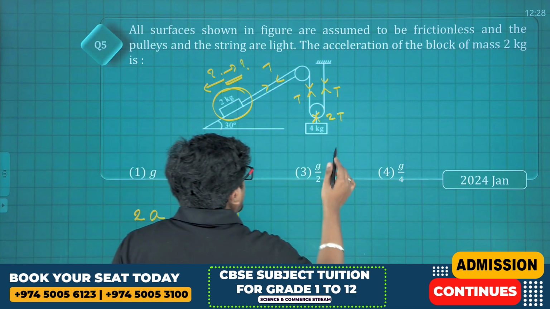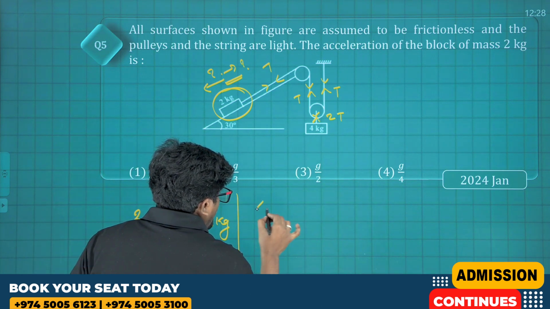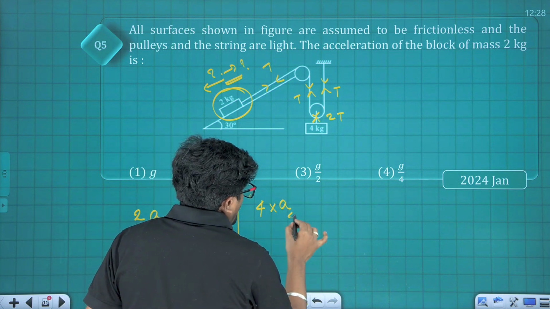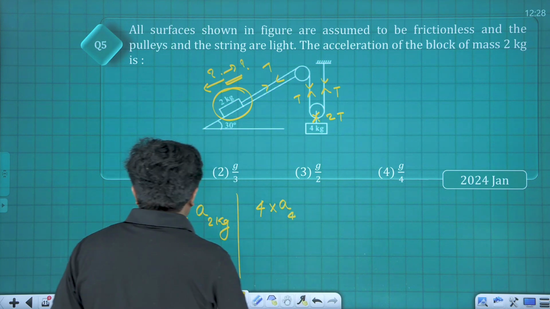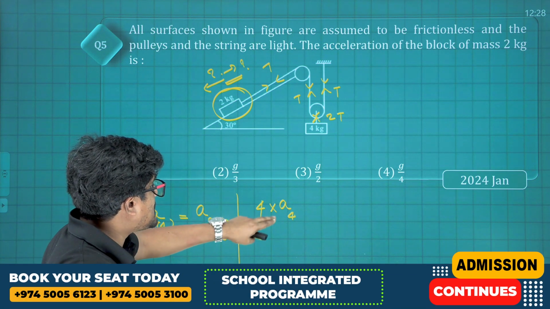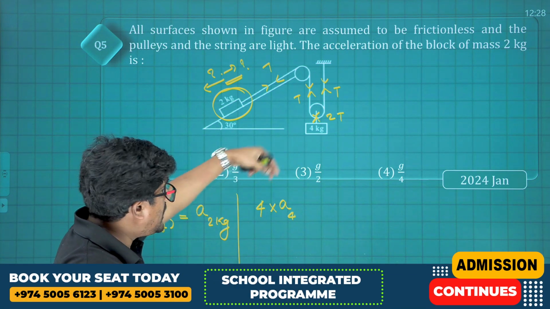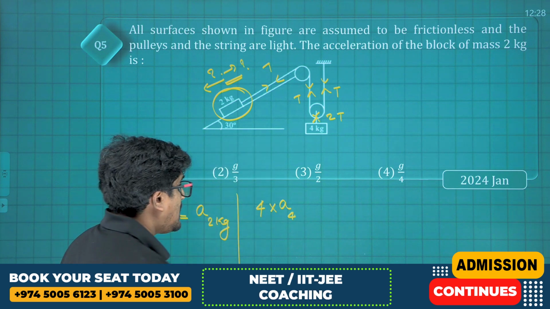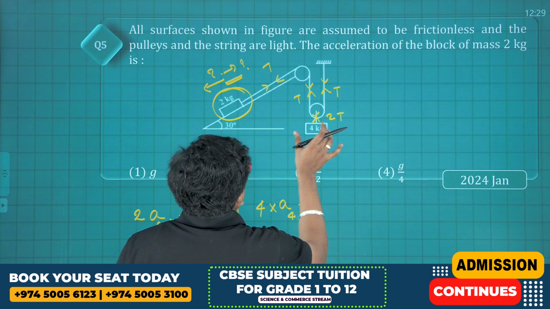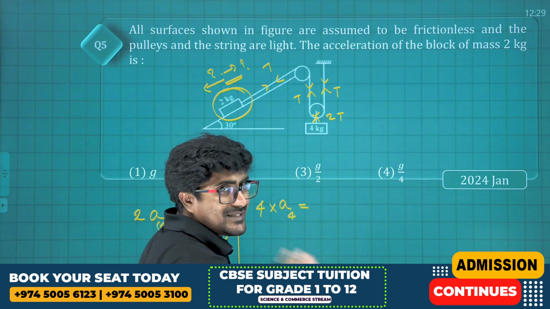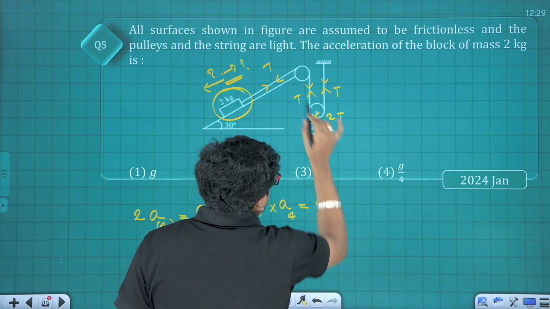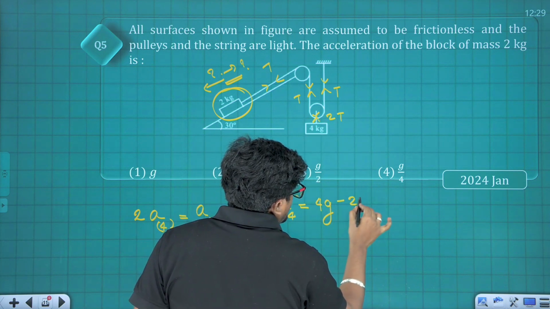So here the 4 kg mass is going to come down with an acceleration of say a suffix 4. I am marking it as A4. So 4 times A4, the mass of the body into the acceleration of that 4 kg mass, is equal to the weight of the body. Acceleration due to gravity, I am going to take it as G only. So the weight of the body is 4 times G, minus 2 times T upward.